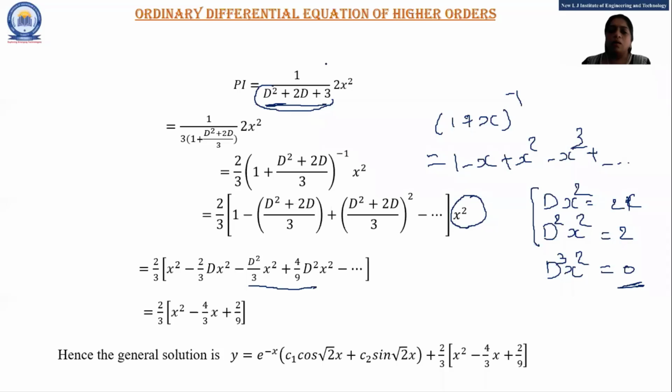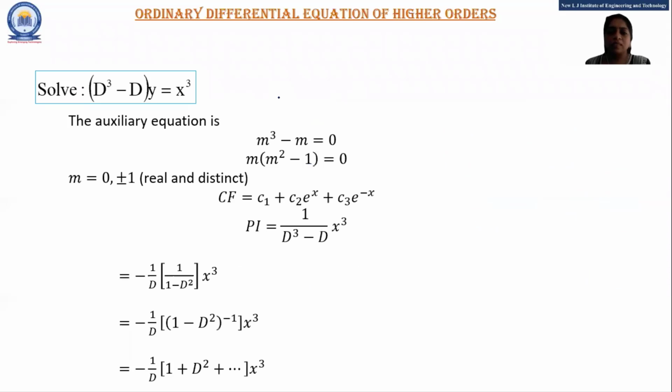Let's move to another example for better understanding, and that is (D cube minus D) y is equal to x cube. The auxiliary equation is m cube minus m equal to 0. So if I take m common, this is m (m square minus 1), right? So the factors are m minus 1, m plus 1 equal to 0. So the roots are 0, plus 1 and minus 1, right? So 0, plus 1 and minus 1.